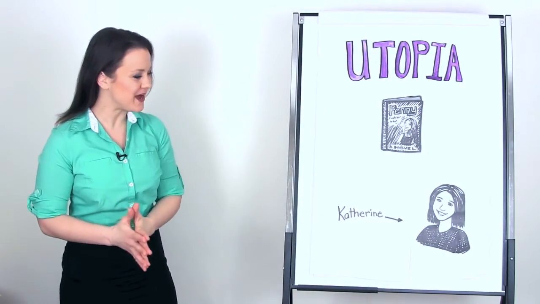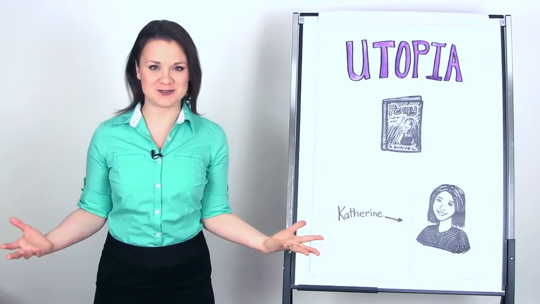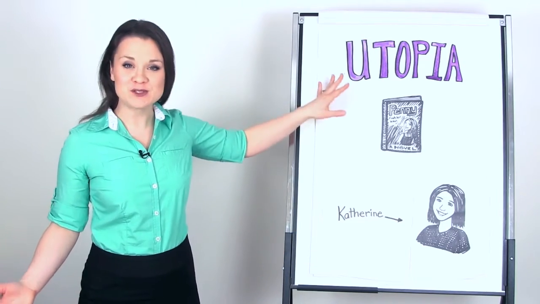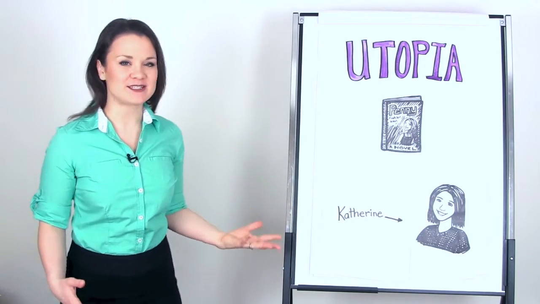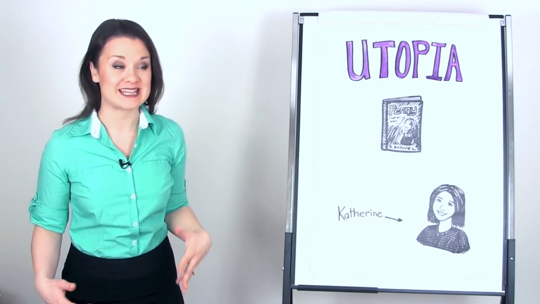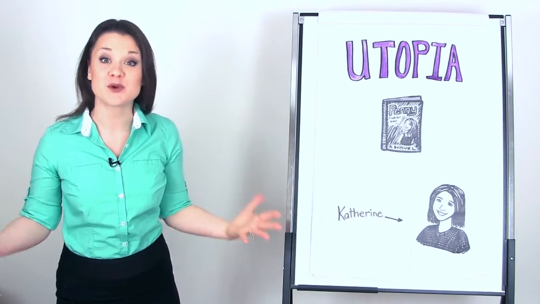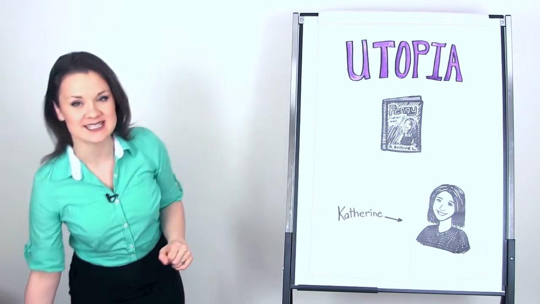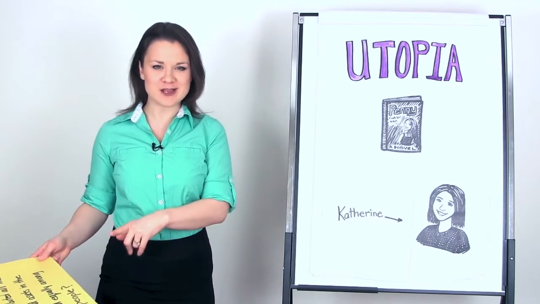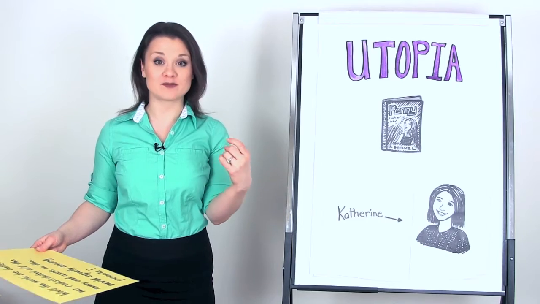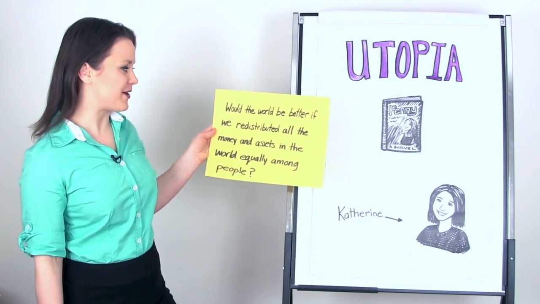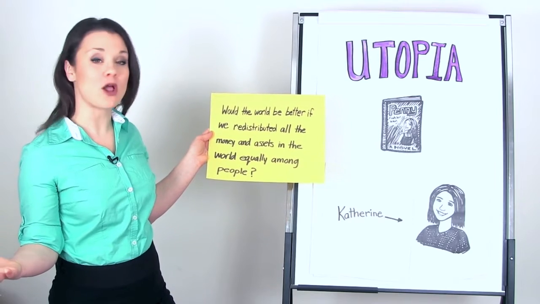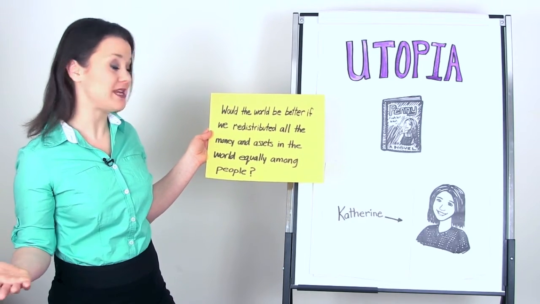And lastly, we come to Catherine, who's very interested in the idea of utopia or perfect worlds. She's been reading lots of science fiction novels and thinking philosophically about what an ideal world would be like. And she asked this question that is philosophical and it involves thinking about economics. And here it is. Would the world be better if we redistributed all of the money and assets in the world equally among people?